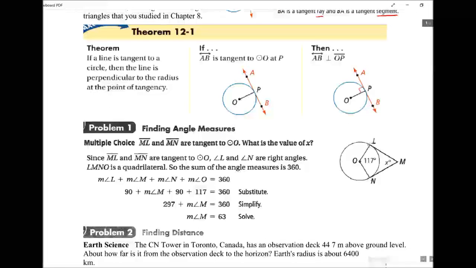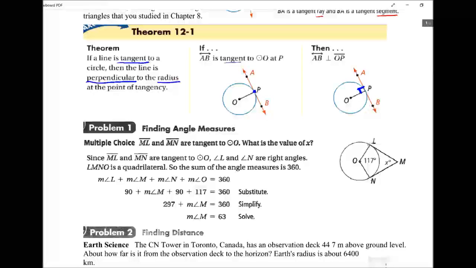Our theorem says that if a line is tangent to a circle, then the line is also going to be perpendicular to the radius at the point of tangency. So we are told that line AB is tangent, and if that is true, and we have our radius here that goes from the center to this point of tangency, then we can say that these two are perpendicular.